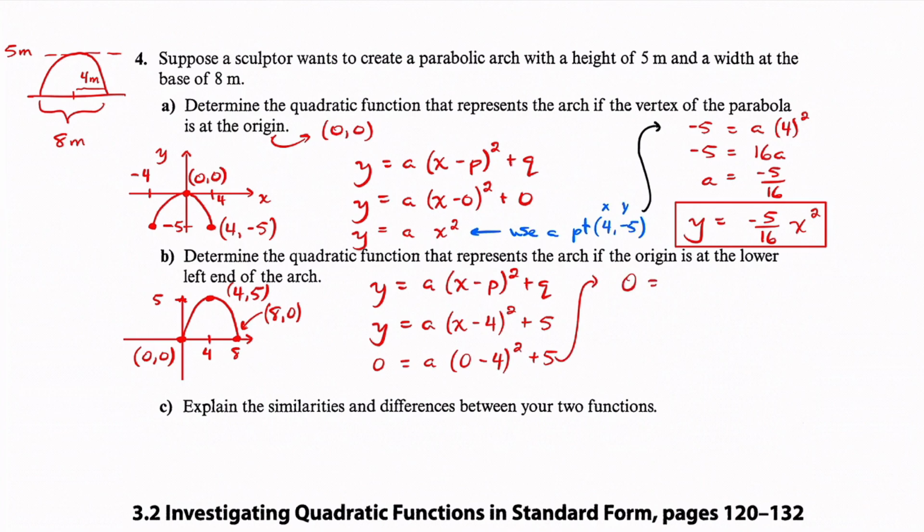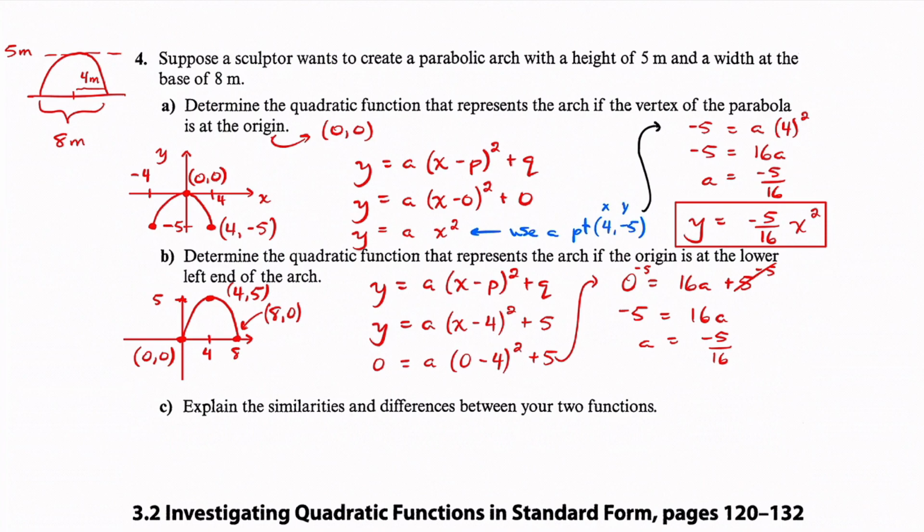So I got 0 equals a, and then in brackets, 0 minus 4 is -4. -4 squared is 16, and then 16 times a is just 16a. So I got 16a there, and then plus 5. Okay, so to solve this, subtract 5 from both sides, the 5s are gone, and then divide both sides by 16. So I get a is equal to -5 over 16. Okay, and we actually just got the same answer.